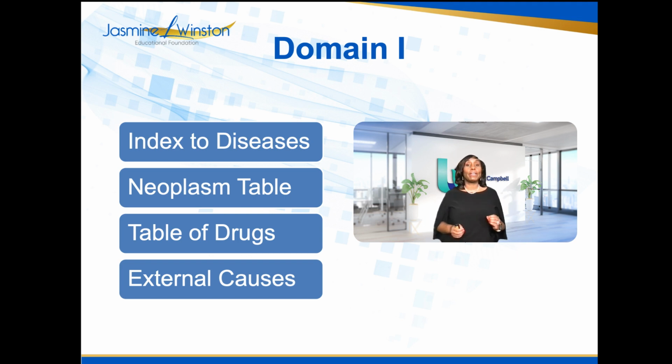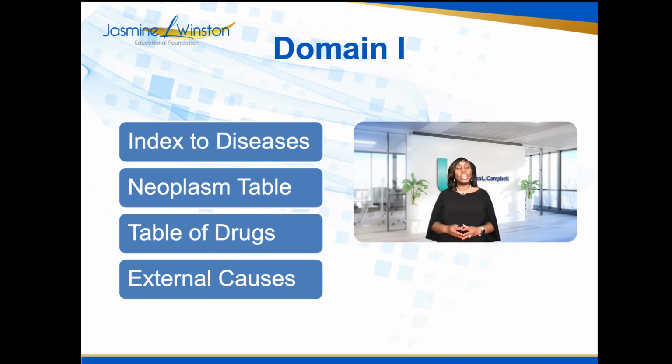The first part is the alphabetical index to diseases. The second part is the neoplasm table. The third is your table of drugs. And last, but certainly not least, the external cause index. Fun fact, per ICD-10-CM guidelines, external cause codes cannot be used in the first position.